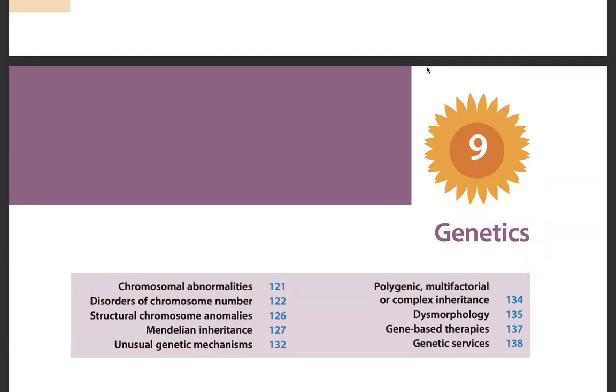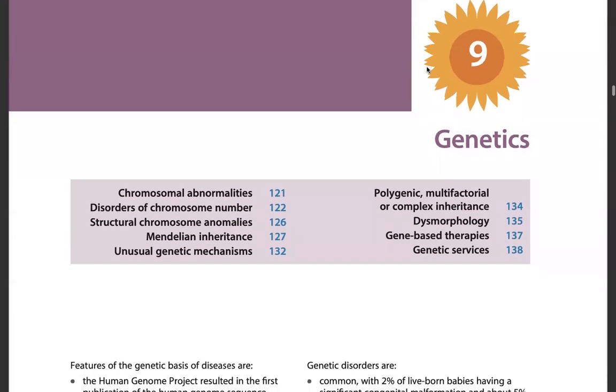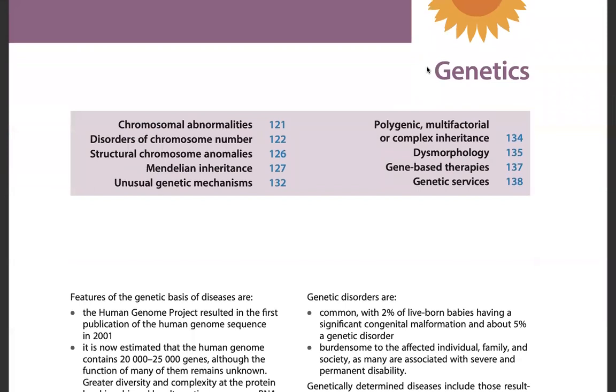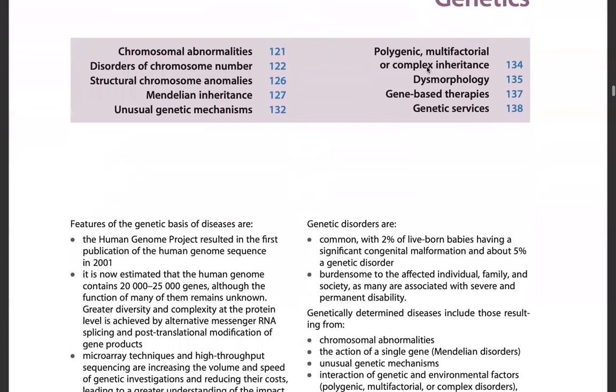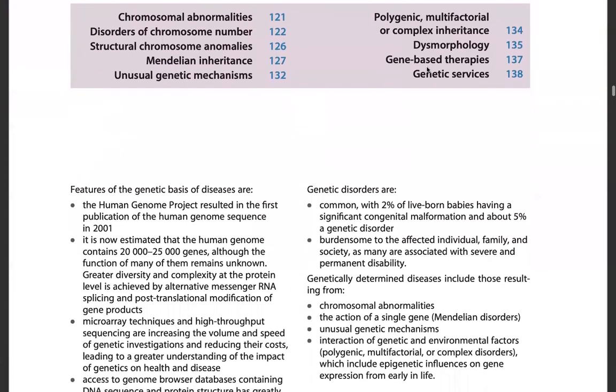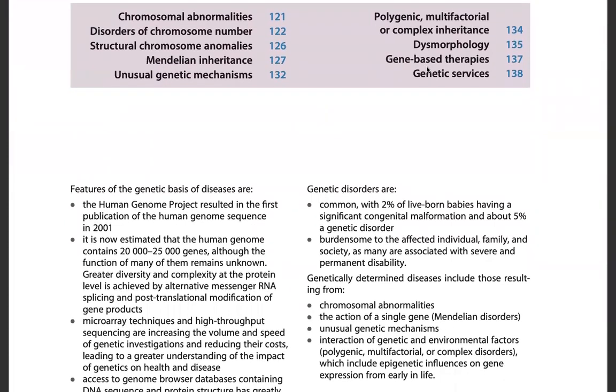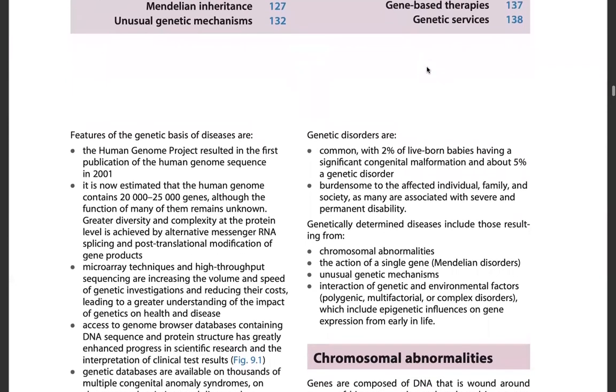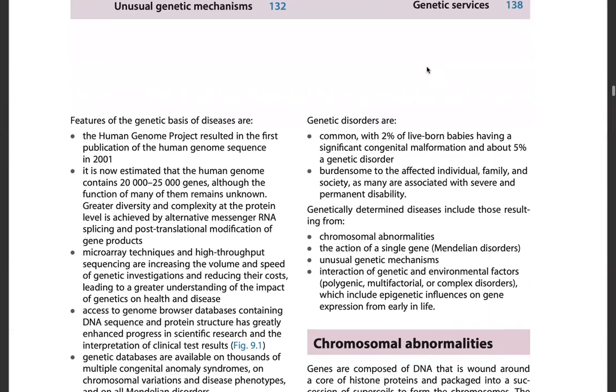So we will be starting with chapter 9 of Illustrated Textbook of Pediatrics. That is genetics. Features of the genetic basis of diseases: the Human Genome Project resulted in the first publication of the human genome sequence in 2001. It is now estimated the human genome contains 20,000 to 25,000 genes, although the function of many of them remains unknown.